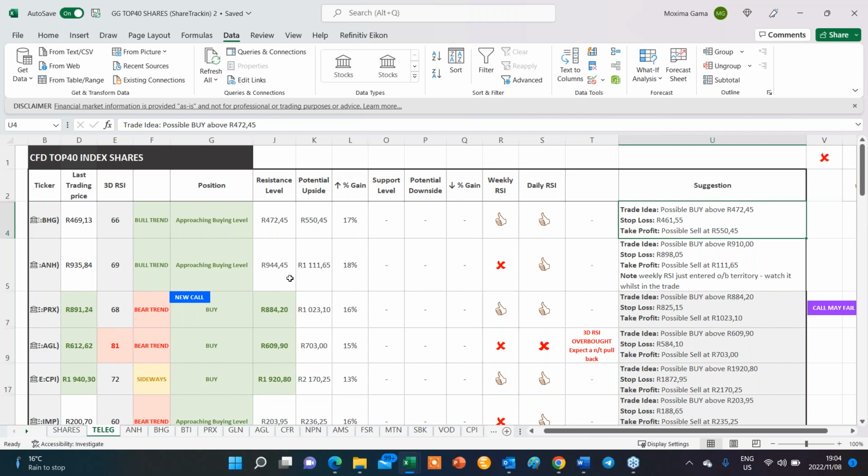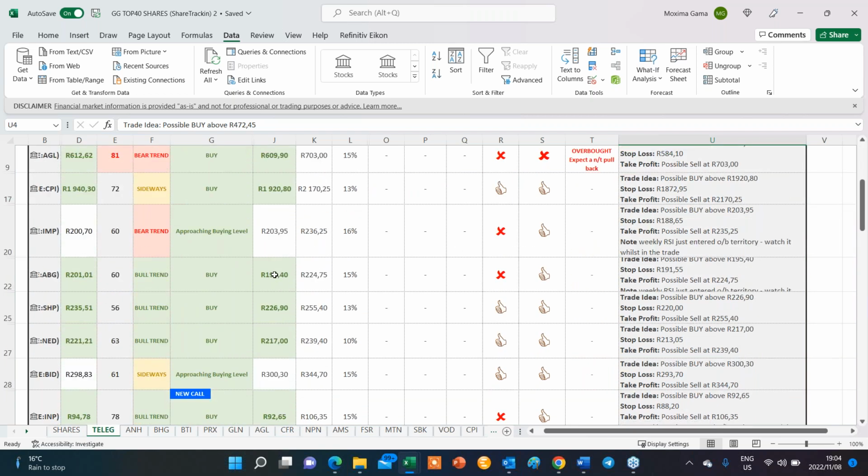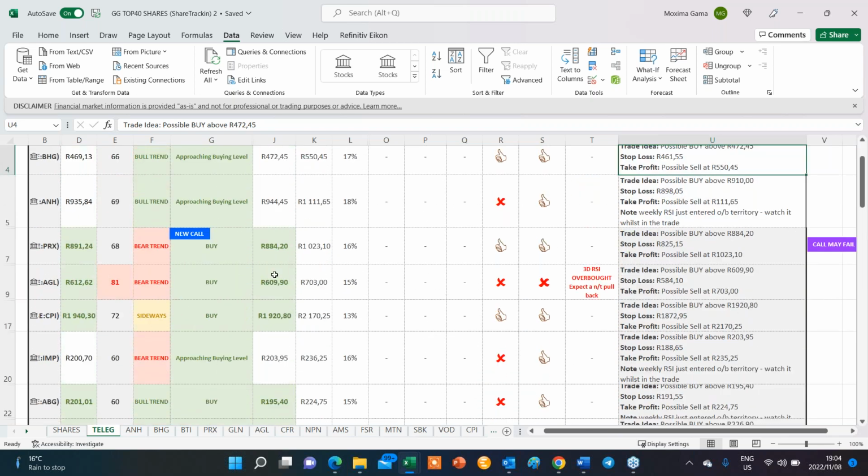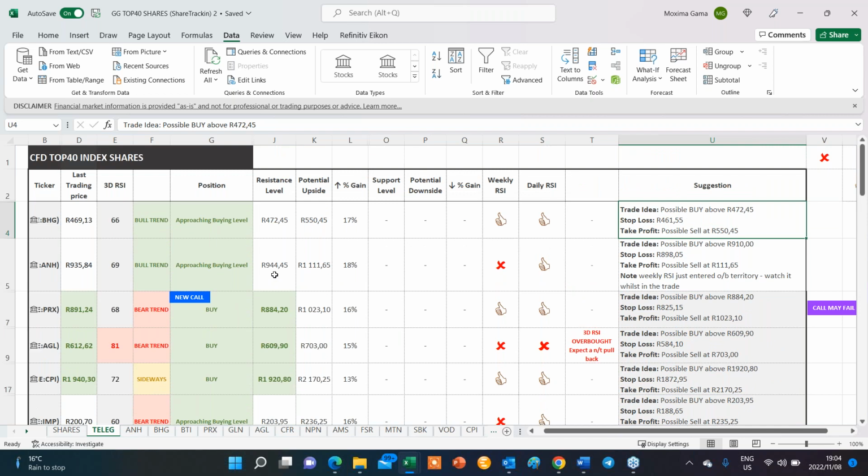All right. So there are about 16 shares that have breached the buying level, which is kind of insinuating that the market is starting to, or the sentiment is starting to pick up on the bullish end. But you just need to keep an eye on them.